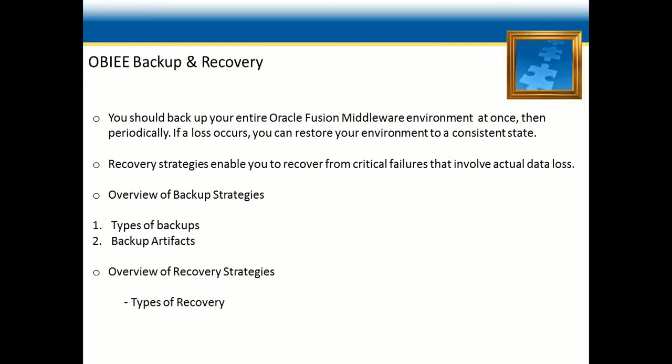So I have an overview of backup strategies. We have two types of backups: online backup and offline backup. So what is offline backup? It means that you must shut down the environment before backing up the files. When you perform an offline backup, the Administration Server, all Managed Servers in the domain, and all system components in the domain, the Oracle instances, should be shut down at the time of offline backup.